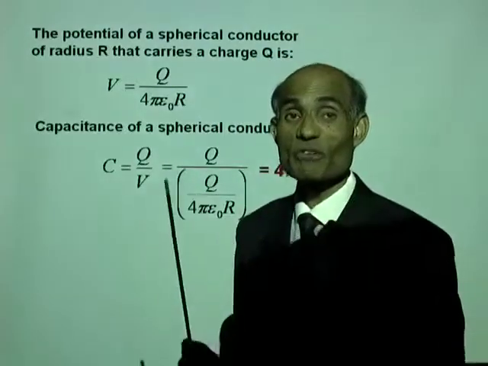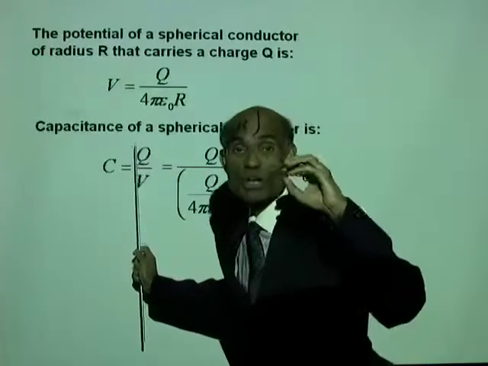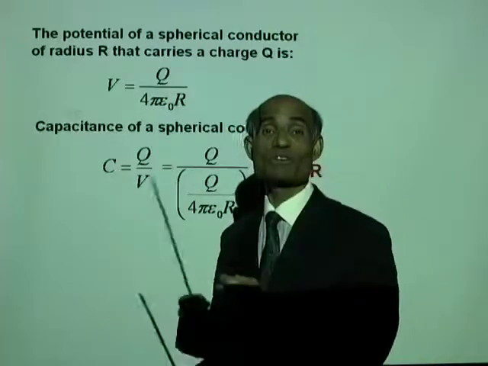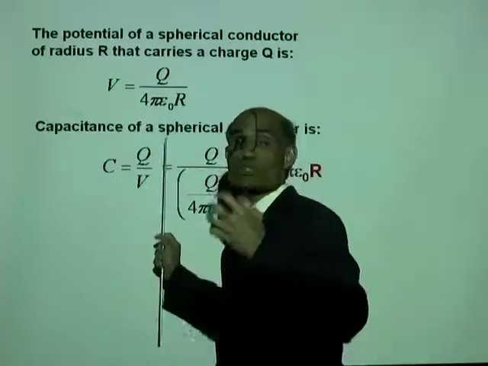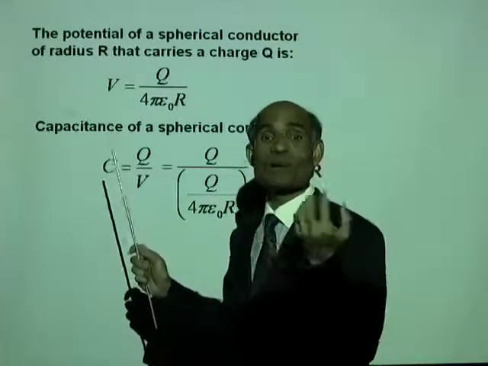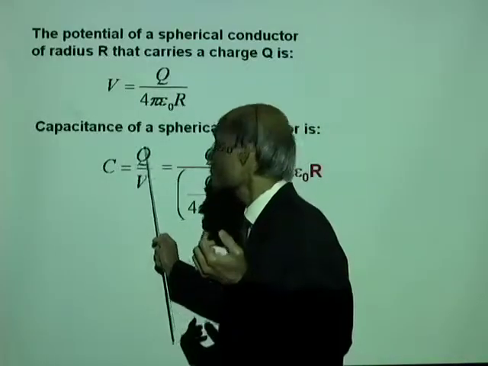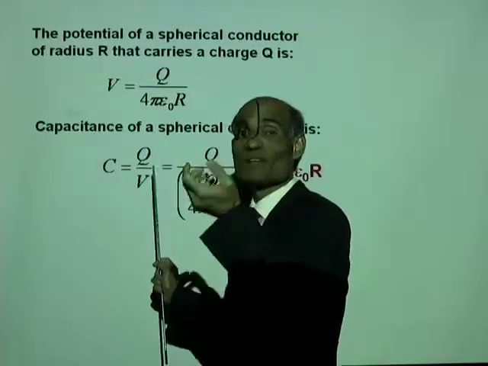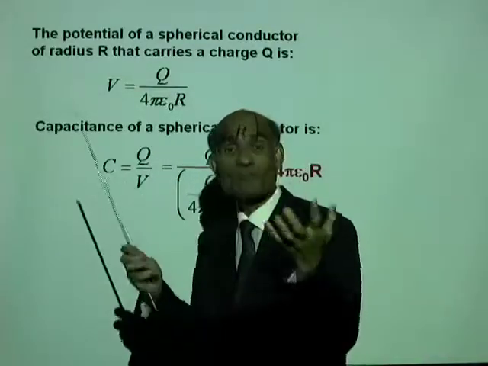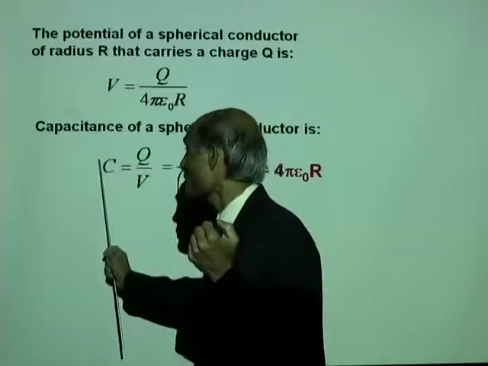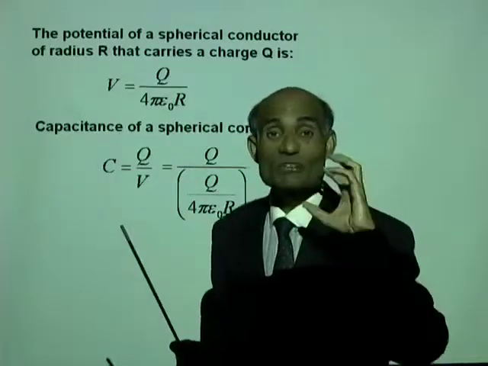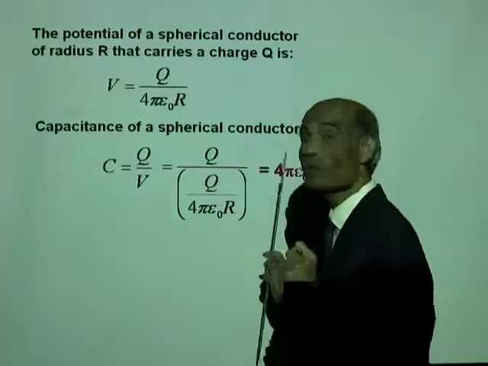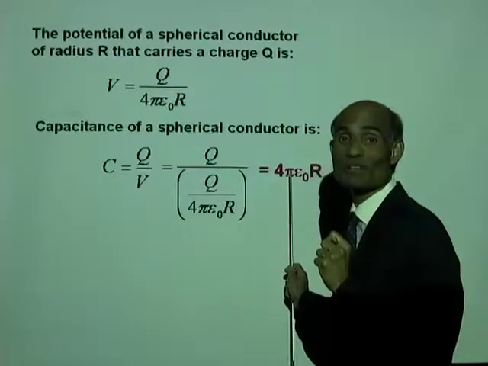The capacitance of a conductor does not depend on the amount of charge you put in or the potential difference. You see, if you increase the amount of charge, the potential difference also increases. That means Q over V will remain a constant. Capacitance of a conductor is actually a constant for a given conductor. It depends only on the physical dimensions of the conductor.